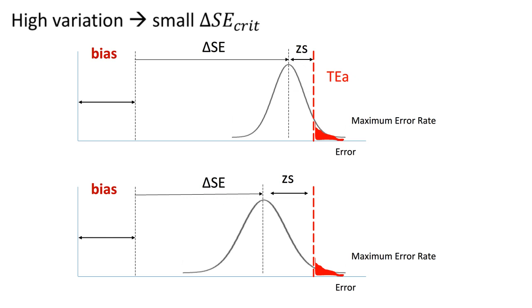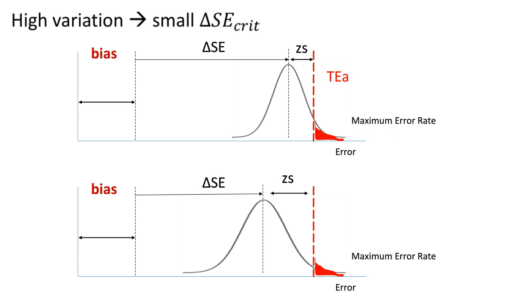Let's consider the relationship between variation and the critical shift size. In the upper panel, we have low variation, and we see that the mean of the distribution can be quite close to the boundary without exceeding the maximum error rate. And notice when we're talking about the error rate, we're talking about the area to the right, which is different from the total allowable error, which is not a rate, it's an actual magnitude of error.